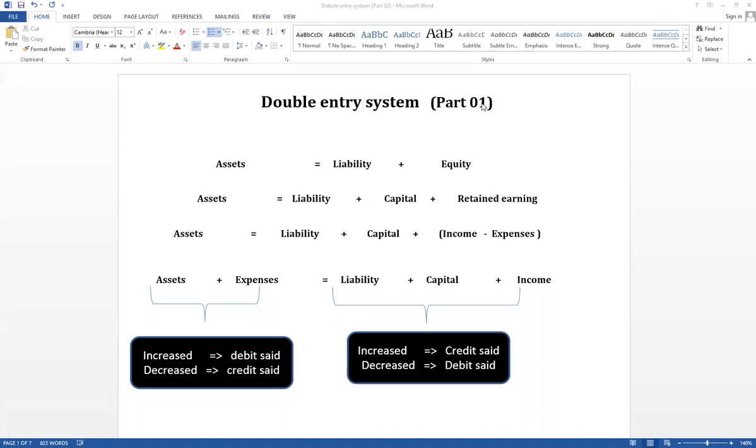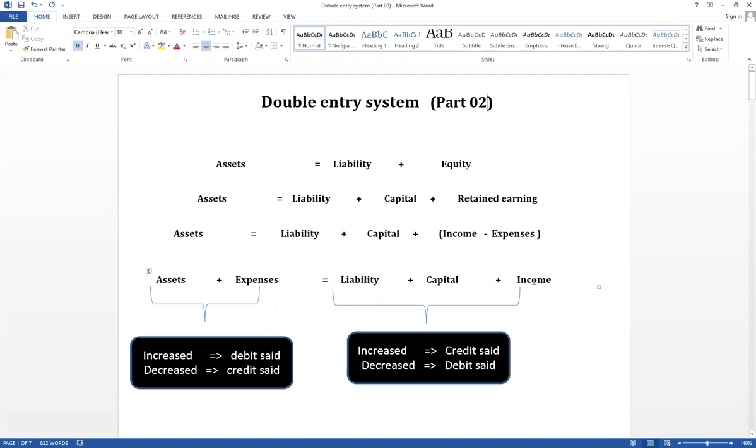When a business records information using the double entry system, this is the theory that should be applied. If assets and expenses increase as a result of transactional events, they should be recorded on the debit side. If assets and expenses decrease, they should be recorded on the credit side. And if liability, capital and income increase, they should be recorded on the credit side.